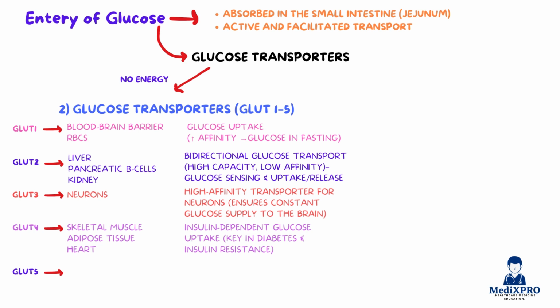GLUT5 is a bit different. It transports fructose, not glucose. It's found in the small intestine and sperm. MCQ alert. Which GLUT specifically transports fructose? Now let's talk about the second transport mechanism.